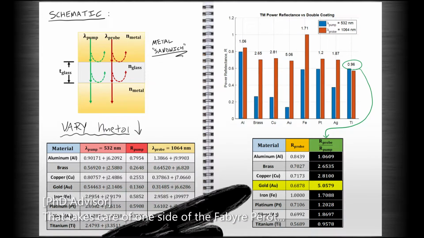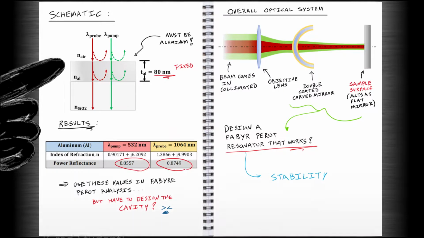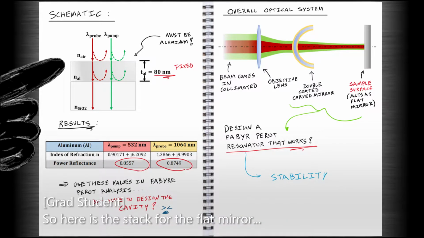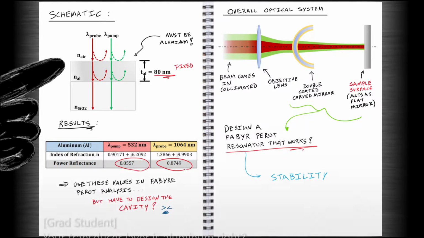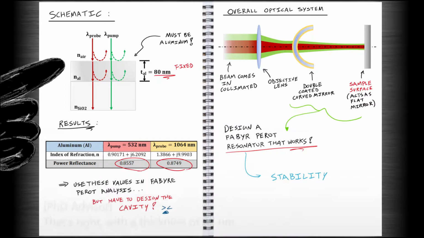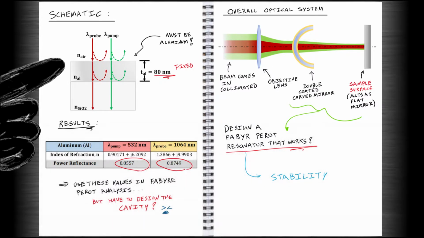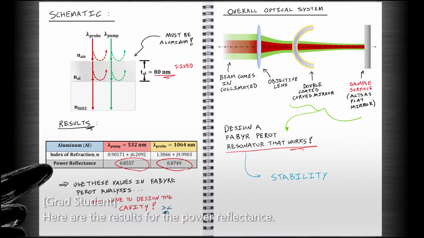That takes care of one side of the Fabry-Perot, but what about the other side? Already on it. So here's a stack for the flat mirror. Your transducer layer is aluminum, right? That's right, with a thickness of 80 nanometers. Okay, good. So I'm assuming an infinite SiO2 substrate for now. Here are the results for the power reflectance.